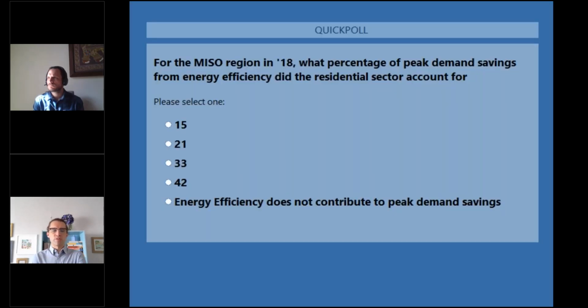So in 2018, what percentage of incremental energy efficiency peak demand savings were from the residential sector? And the total peak demand savings from energy efficiency was 1 gigawatt.